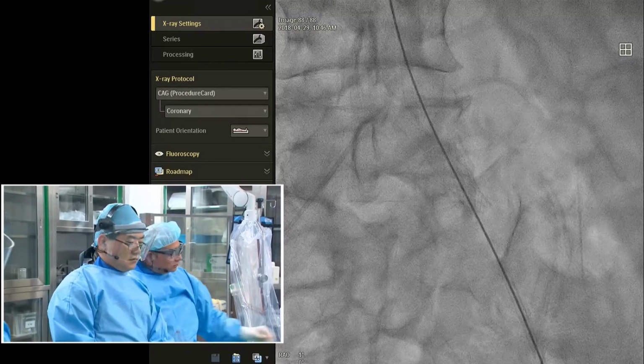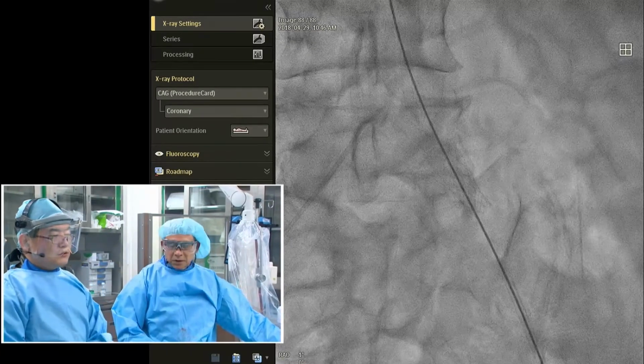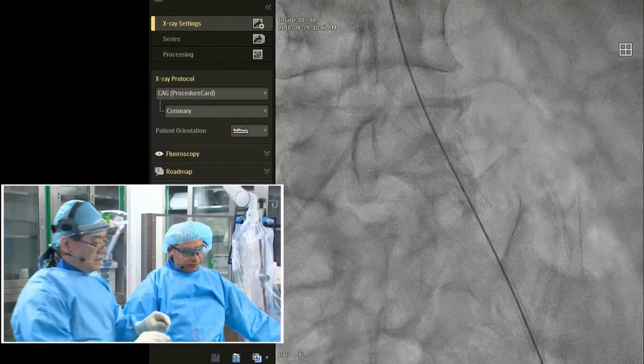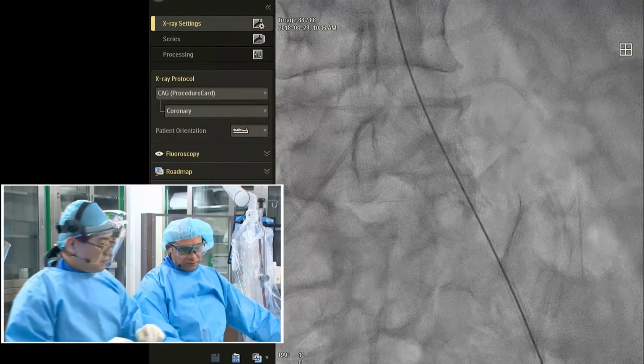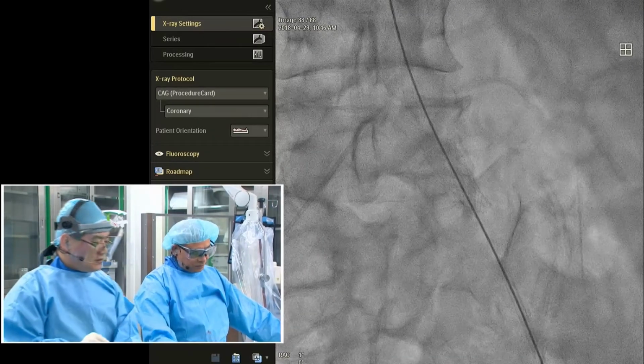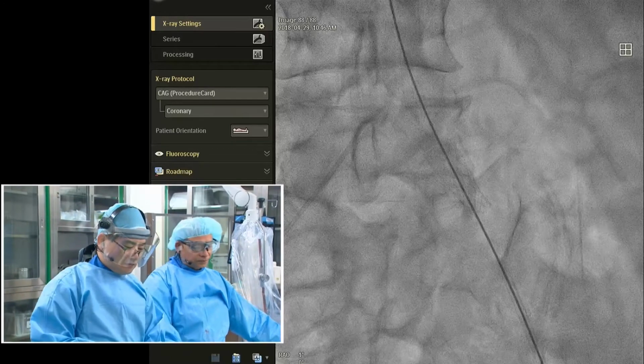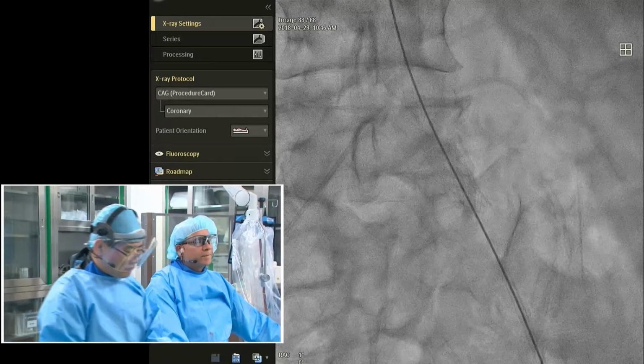So how about just balloons, or, Dr. Kishore, should we prepare for thrombotic embolization of these lesions, or are there other things we should consider for the procedure?